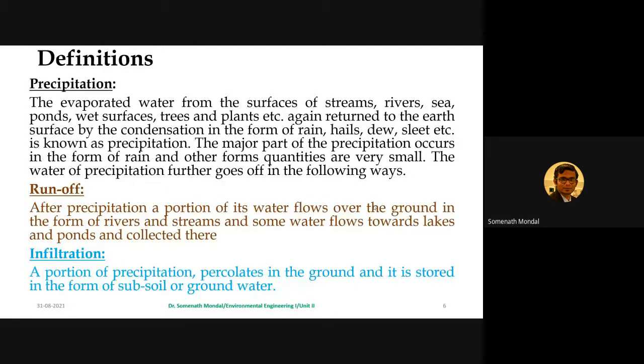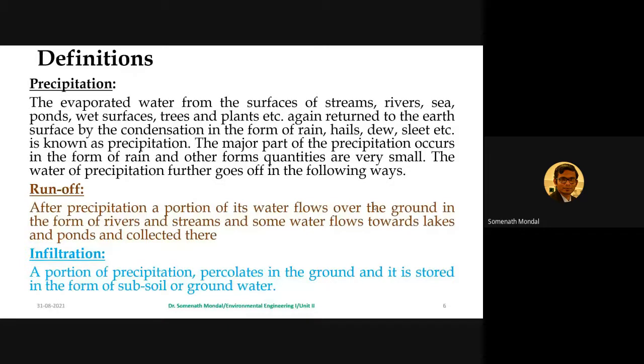The major part of precipitation occurs in the form of rain, and other forms are in very small quantities depending upon the prevailing weather conditions. Now the water of precipitation further goes off in the following ways. The first one is runoff, the second is infiltration. The several components which we have seen in the hydrologic cycle are now being discussed here. After precipitation, a portion of its water flows over the ground in the form of rivers or streams, or surface water streams. And some water flows towards the lakes and ponds and gets collected there.